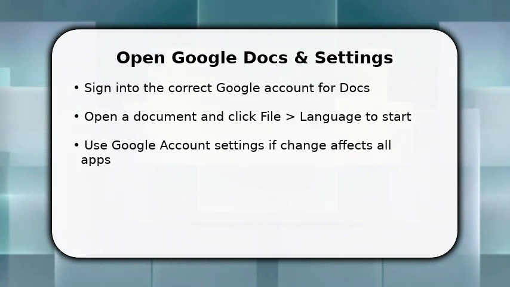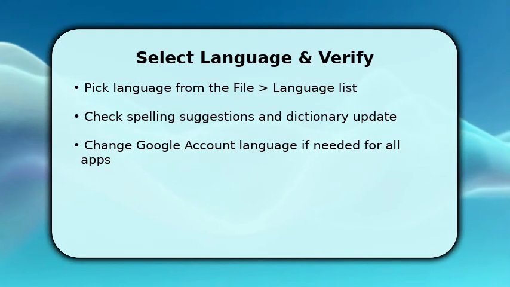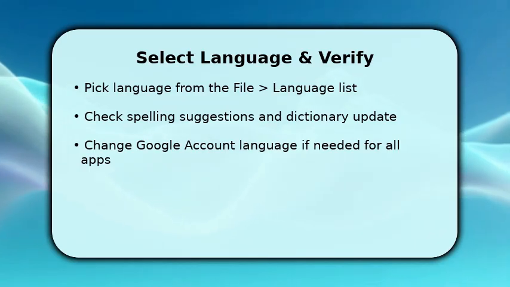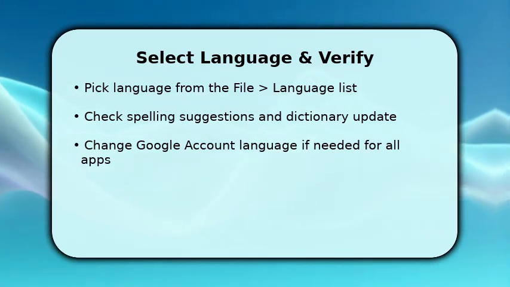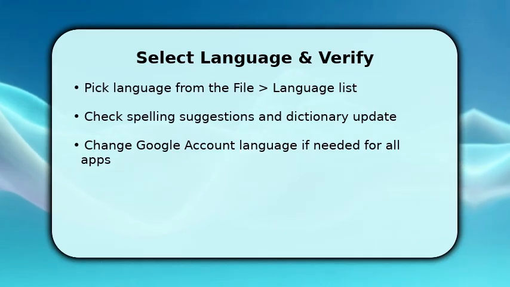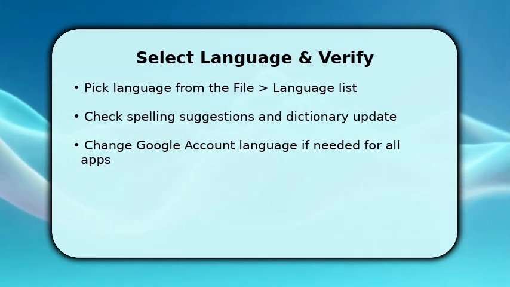Once you've opened the language menu, scroll or type to find the exact language variant you need. Click it to apply immediately. You'll notice spell check and grammar suggestions adjust. Confirm by typing a sentence with language-specific characters.